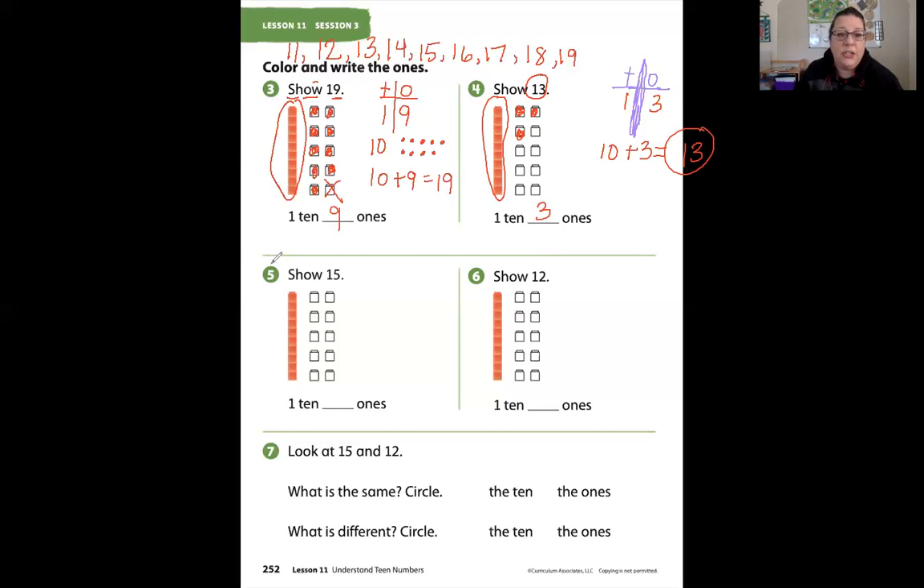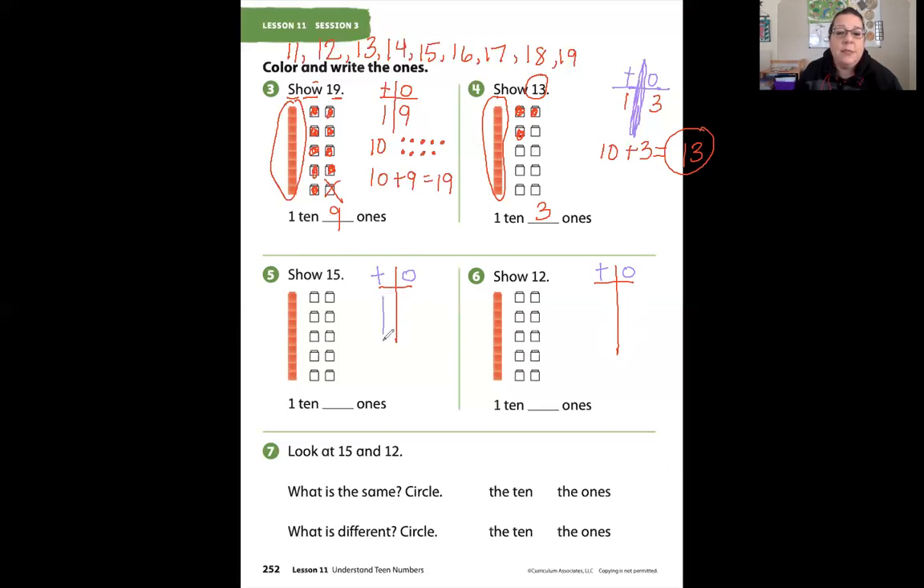Okay, down here it says show 15. Let's make our T-graph. Over here, let's make our T-graph. And we have tens and ones. First you make a T, then you make an O. 2 is written with a T and then an O. So we have tens and ones. Here it says show 15.